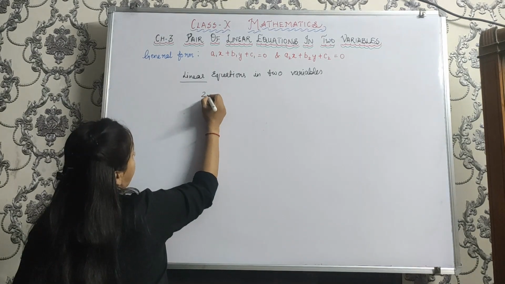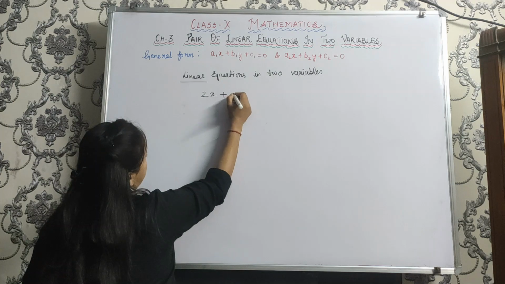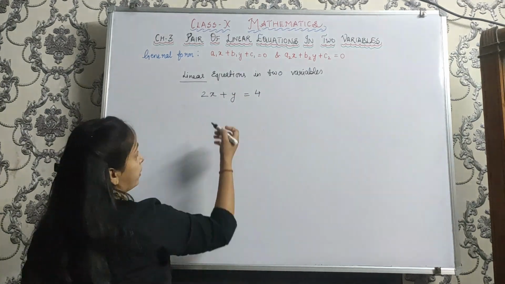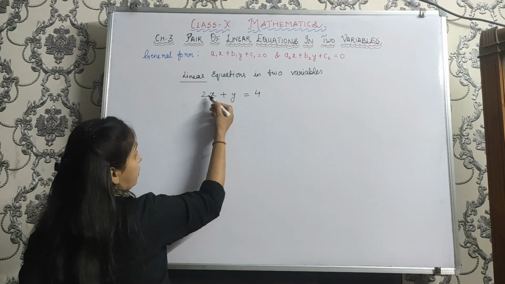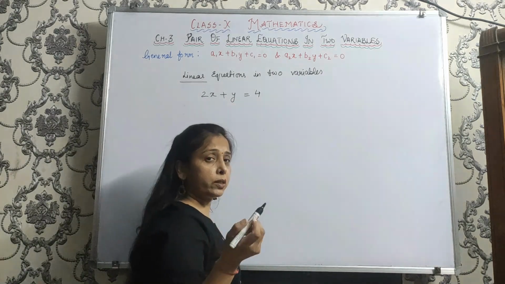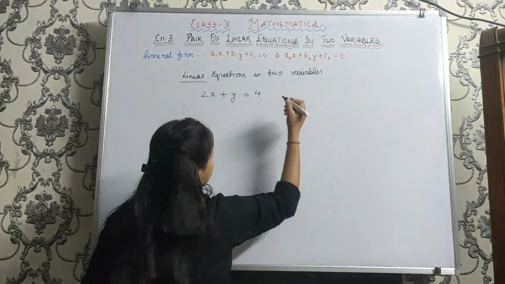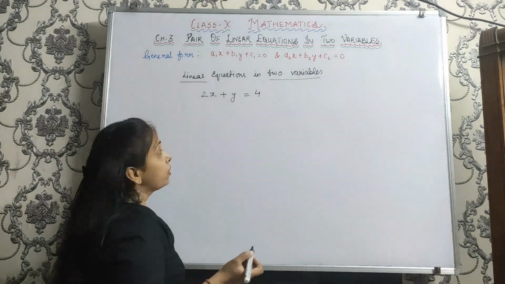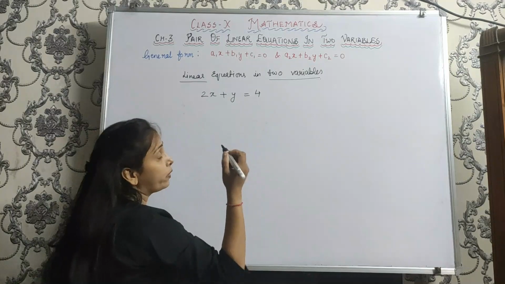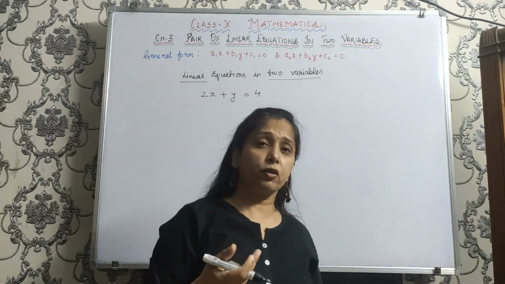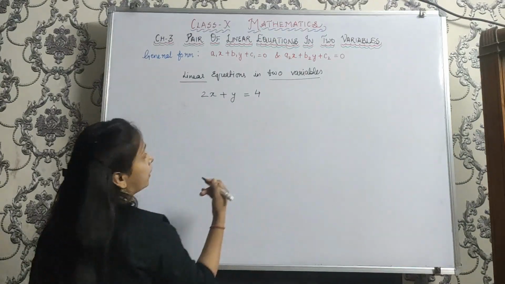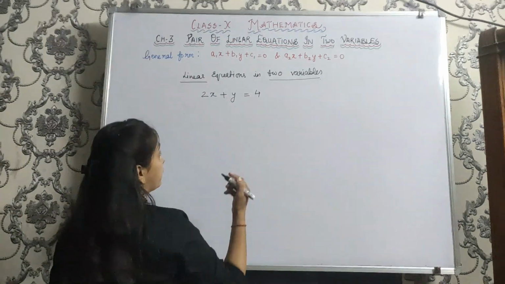So let's take an example, 2x plus y is equal to 4. It is a linear equation because here the power is 1, here the power is 1. So the highest power of the variable is 1, so it is a linear equation. And two variables, we are using the two variables x and y here. So this is a simple linear equation in two variables which you have already studied in your previous class. So let's have a quick recap of some certain terms which we have already done earlier.